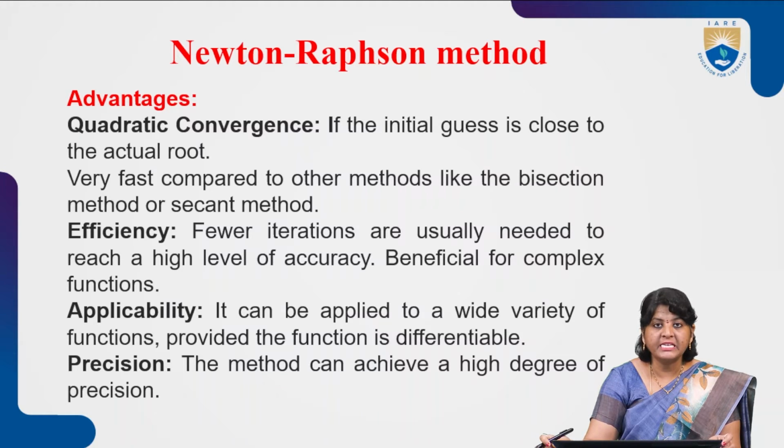If the initial guess is close to the actual root, then it is very fast compared to other methods like bisection or secant method. The efficiency is higher. Few iterations are usually needed to reach a high level of accuracy. Beneficially, the Newton-Raphson method is used for complex functions.